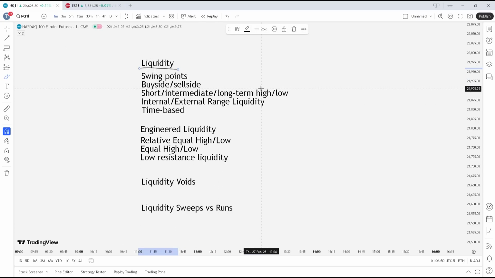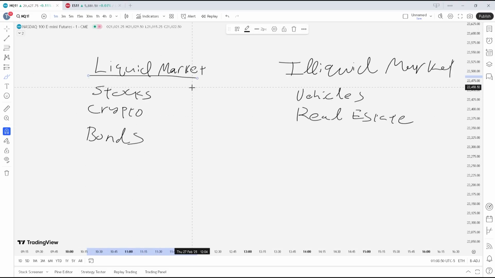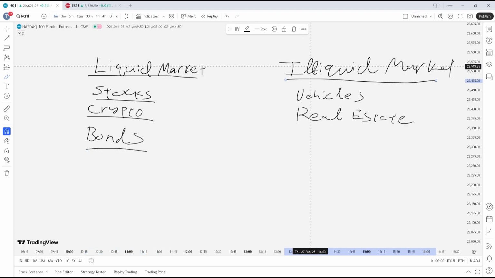When we talk about liquidity, it's basically about how many people are buying and selling in the market. So it's just the amount of transactions. When we talk about a liquid market, what we refer to are things like stocks, crypto, bonds, things that you can easily turn into cash. And when we talk about an illiquid market, or just a market that's not liquid, we think about things like vehicles or real estate, because those you can't just easily turn into cash, right? You need to find someone to sell it to, and then there's also a lot of things that you have to do in between. So these are markets that are non-liquid.